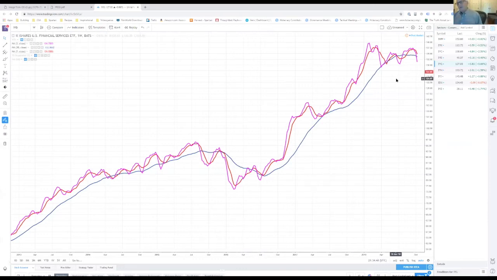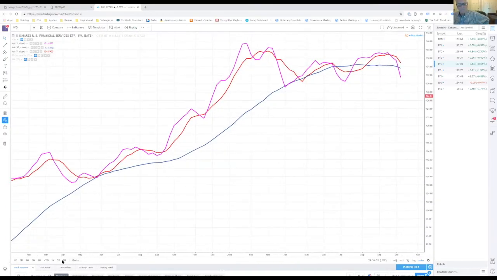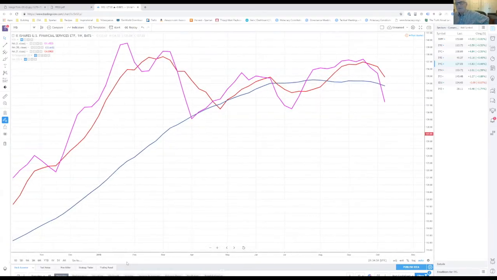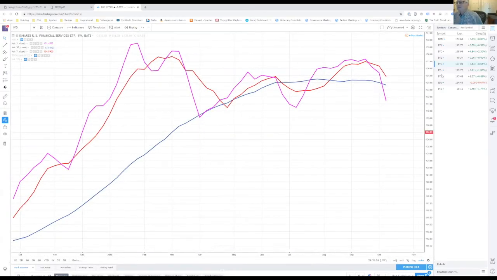Okay, so that's the US financials right up through today. Let's move it back so we don't have a clue of what these things are telling us, and let's move to healthcare.